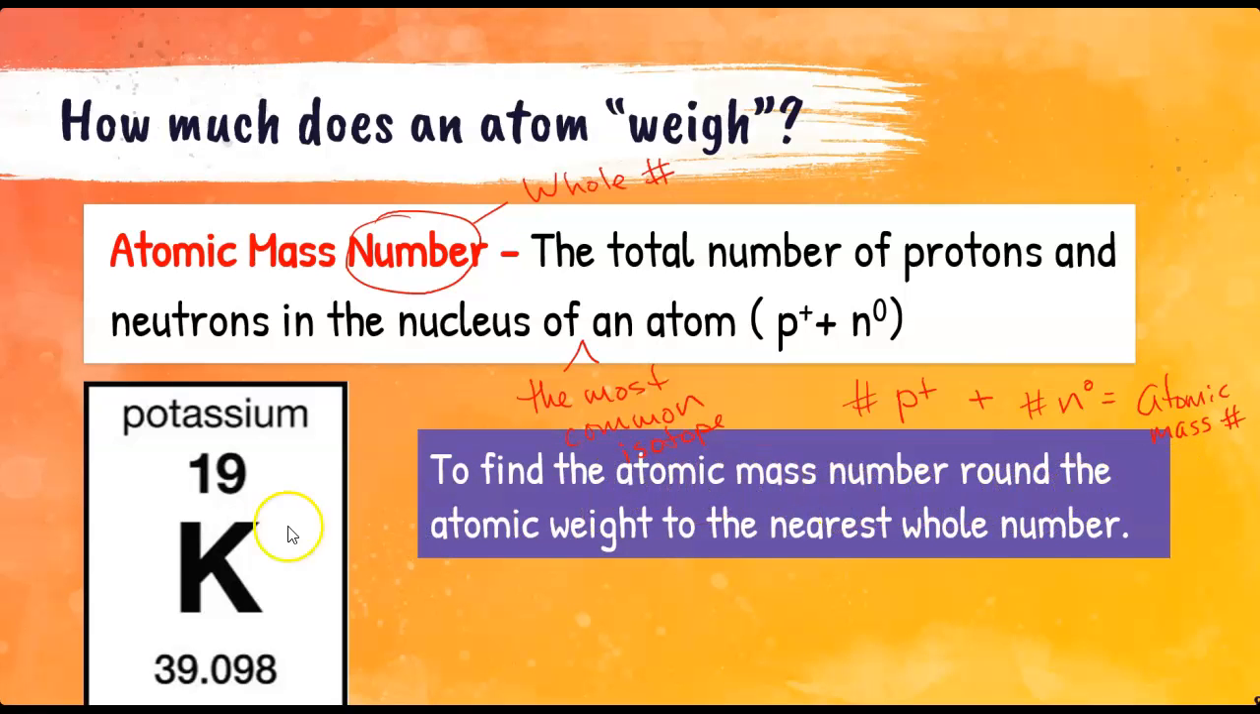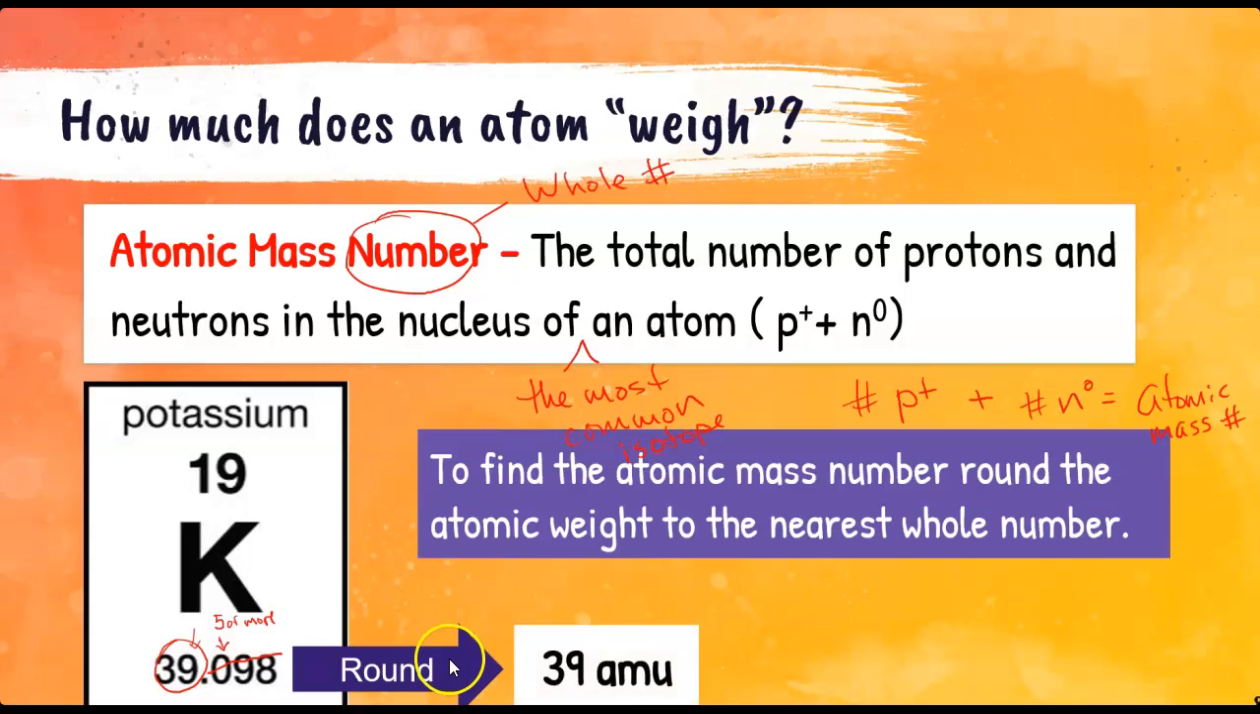Okay, so to find the atomic mass number off of the periodic table tile, we're just going to round it to a whole number. So 39.098. When you say we're going to round this to a whole number, it means we don't want any decimal values, right? We just want a whole number. And that means if this number is 5 or more, we round this number up. But this is a 0, so this should be an easy one to round. This just rounds to 39.